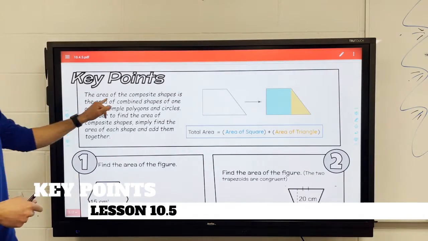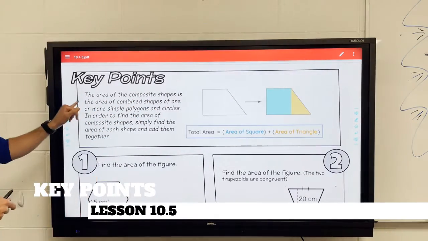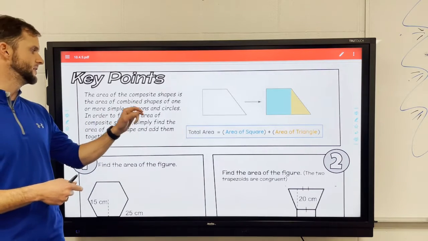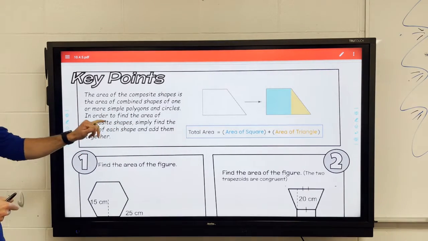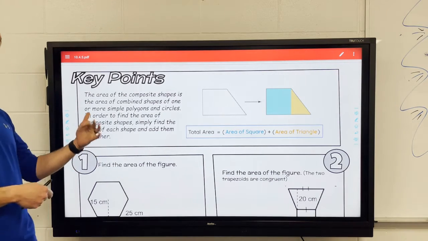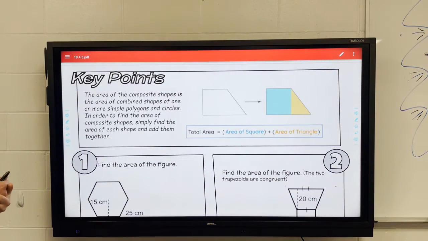It says the area of composite shapes is the area of combined shapes of one or more simple polygons and circles. In order to find the area of composite shapes, simply find the area of each shape and then add them together. Basically, that's all we're doing.